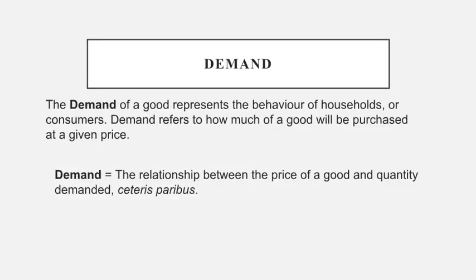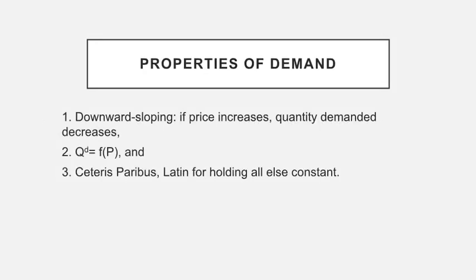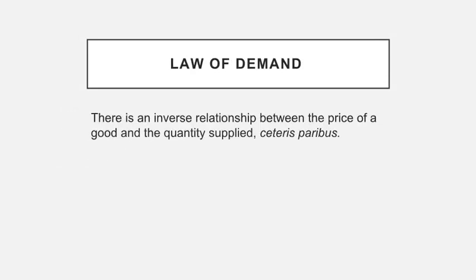The demand of a good represents the behavior of households or consumers. Demand refers to how much of a good will be purchased at a given price. Demand equals the relationship between the price of a good and quantity demanded, ceteris paribus. Downward sloping: if price increases, quantity demanded decreases. QD equals F(P). Ceteris paribus, Latin for holding all else constant. There is an inverse relationship between the price of a good and the quantity demanded, ceteris paribus.